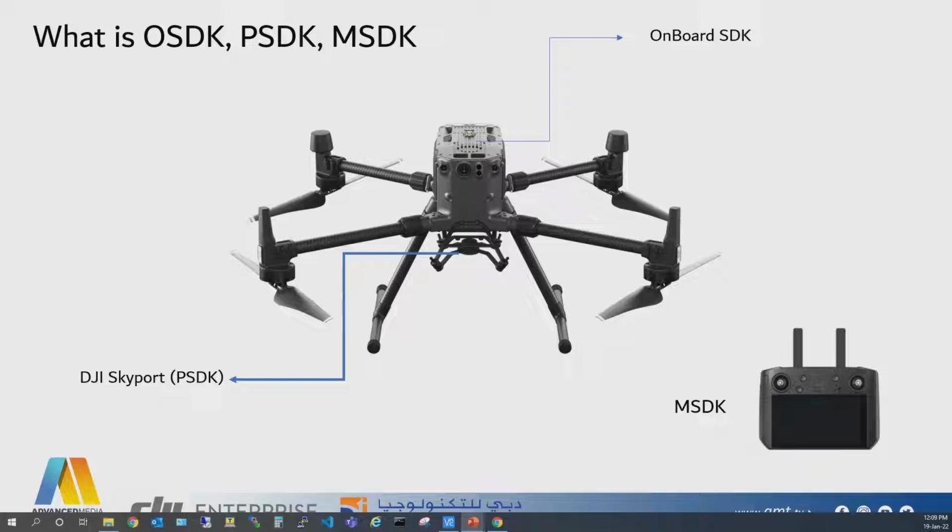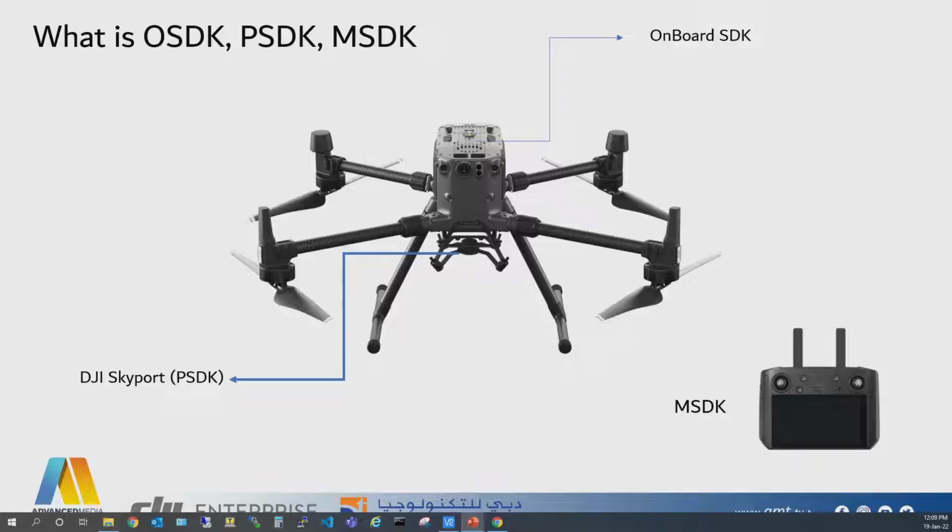Onboard SDK is where we integrate our own device with the drone, connecting this device on top of the drone, and we control the drone by using this device. There is no remote controller. We can control all the flight operations like flight navigation, go right, go left, everything from the onboard device. So this is called OSDK. If we need to connect our own device to the drone, we can use OSDK.